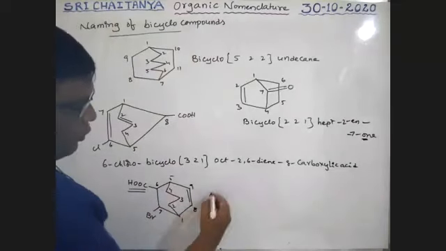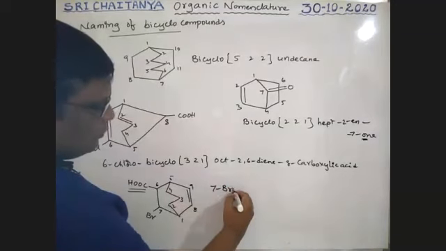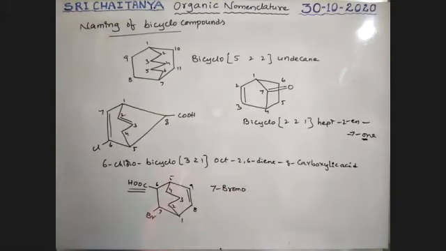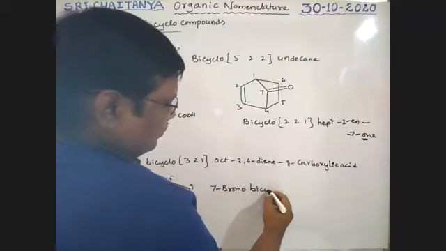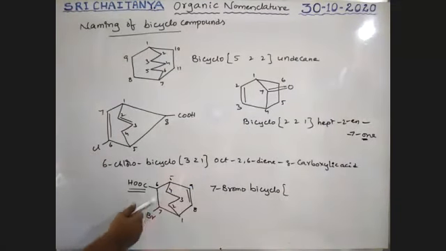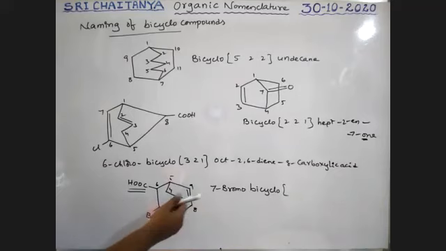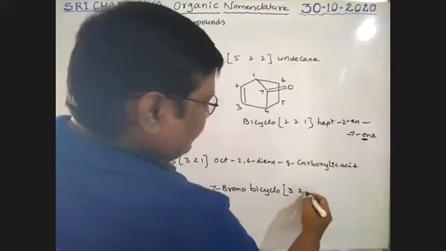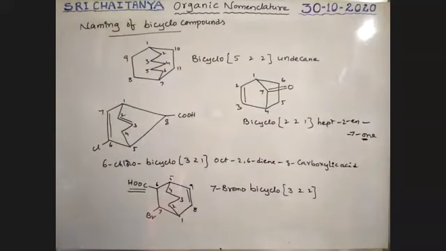So 7 bromo. Okay. Next, bicyclo numbering. So 1, 2, 3, 3, 2, 2. Bicyclo 3, 2, 2. Oct, sorry, non.